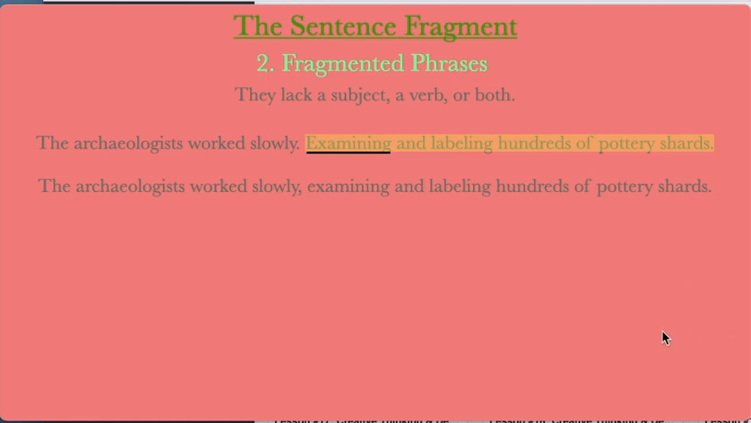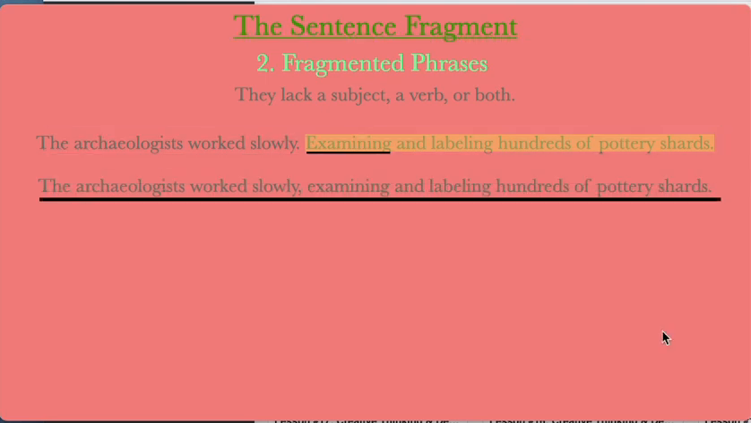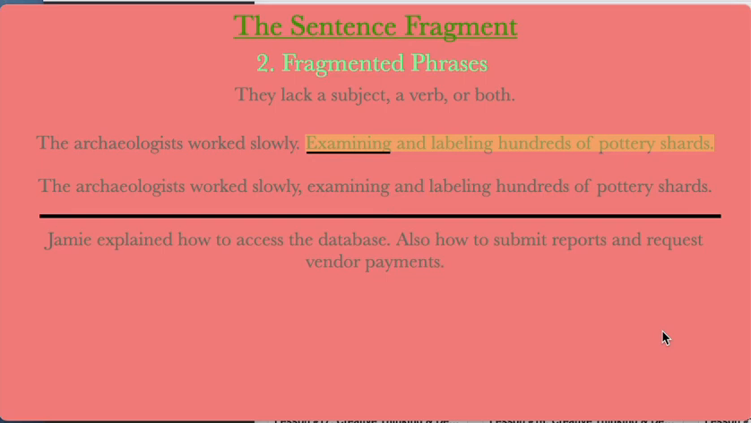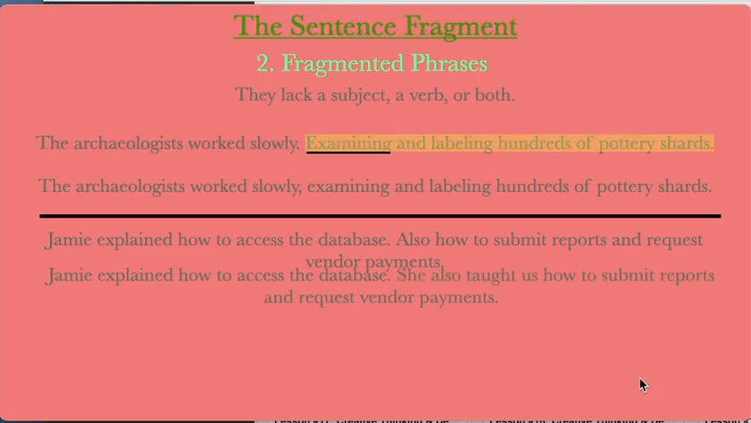If the fragmented phrase can't be attached to a nearby sentence, as we just did, just turn the phrase into a sentence. You may need to add a subject or a verb or sometimes both. Here's an example. Jamie explained how to access the database. Also, how to submit reports and request vendor payments. Well, that's a problem, isn't it? Especially the second part.